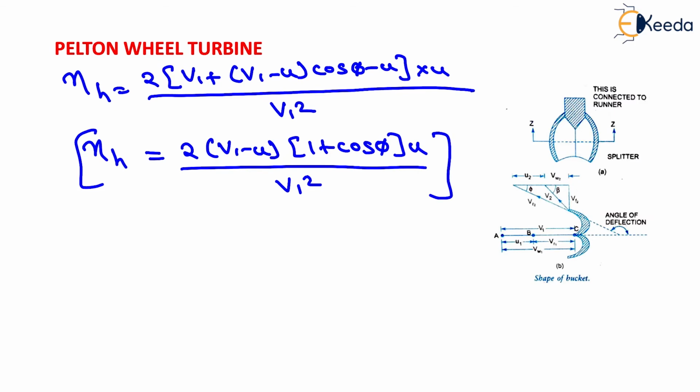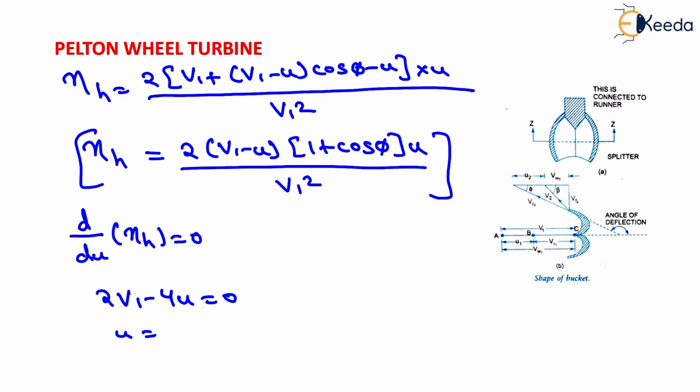Now the efficiency will be maximum for a given value of V1 when d by dU of hydraulic efficiency will be equal to 0. So on differentiating this and equating to 0, we will have 2V1 minus 4U equals 0. So U will be equal to V1 by 2. Now this equation states that the hydraulic efficiency of a Pelton wheel will be maximum when the velocity of the wheel is half the velocity of the jet of water at inlet.